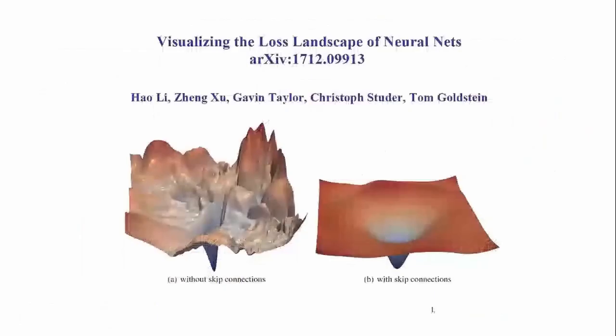And it all began for me with this paper of Tom Goldstein's team, with Hao Li, Zheng Xu, Gavin Taylor, Christoph Studer, and Tom Goldstein, a paper presented at NeurIPS 2018 and written, I believe, in 2017, a revolutionary paper that took this kind of visualizations to a new, greater level. I was very, very inspired by this paper.